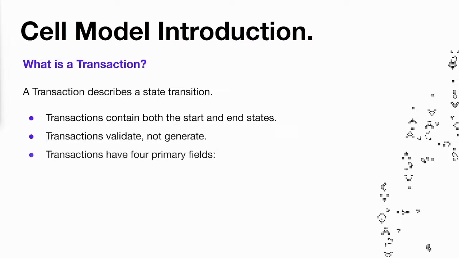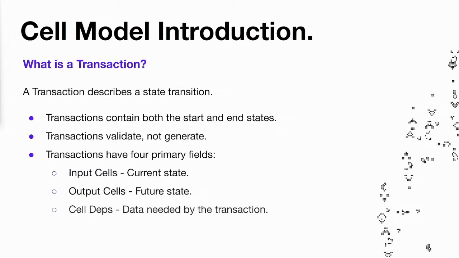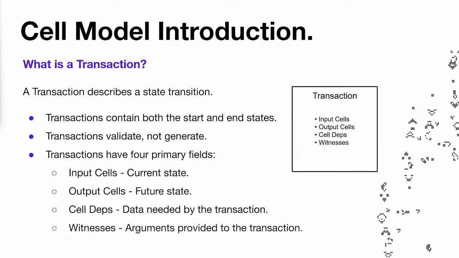Transactions have four primary fields: input cells, which are the current state; output cells, which are the future state; cell deps, which are data needed by the transaction; and witnesses, which are arguments provided to the transaction, usually something like a signature. So input cells are the current state, output cells are the future state. This is part of what makes it deterministic, because the transaction itself already says what the future state is. And we're going to go through a little bit more of this in the next section.